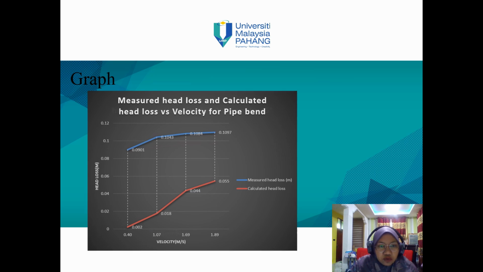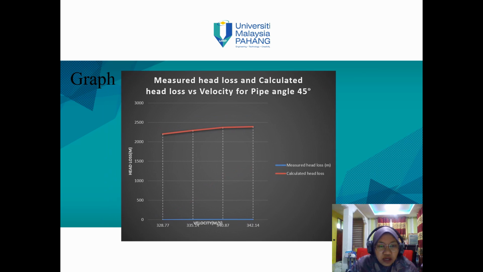And finally, we have the graph for the measured head loss and calculated head loss versus velocity for the 45 degree pipe angle. The value for the measured head loss for the pipe angle is very small, so the graph is not very sure that it has an increasing trend line.